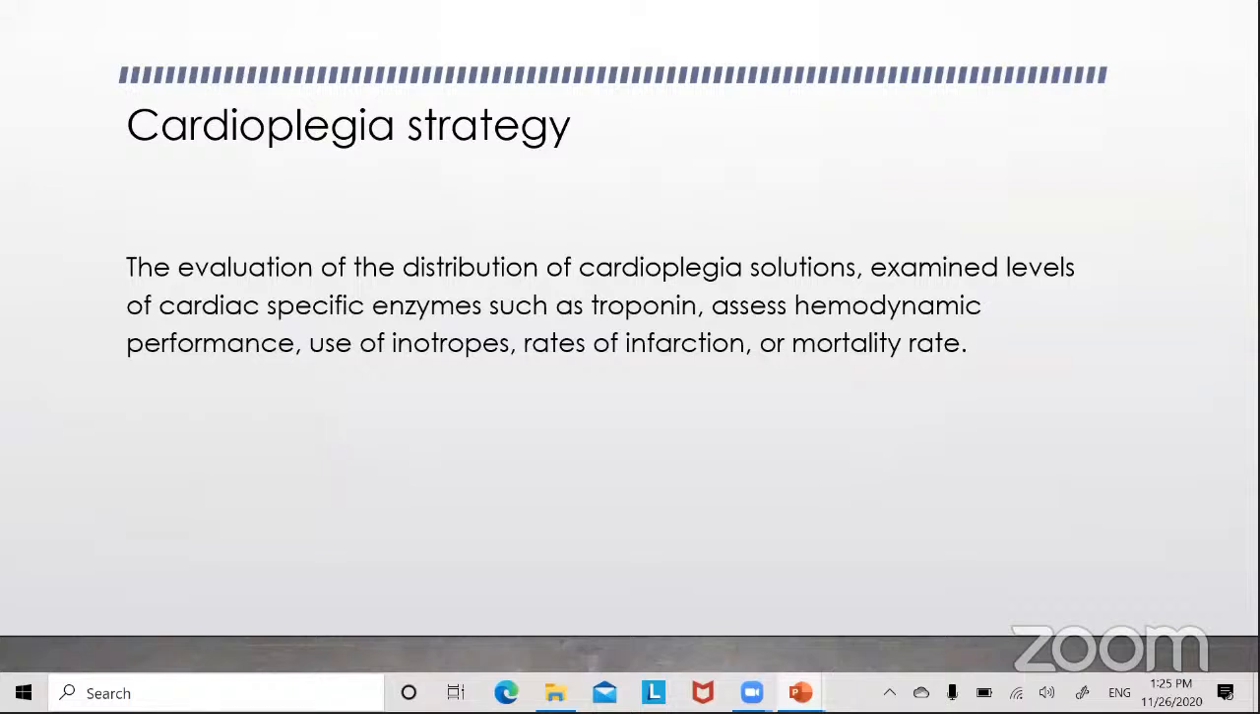Many variables influence the outcome and make it very difficult to conclude which method of myocardial protection is truly superior in influencing the surgical result. Evaluation includes the distribution of cardioplegic solution, the levels of cardiac enzymes such as troponin, the post-op hemodynamic performance, use of inotropes, the rate of myocardial infarction, and mortality rate. However, excellent myocardial protection can be obtained with strategies that adhere to the generally accepted principles of cardioplegia delivery.